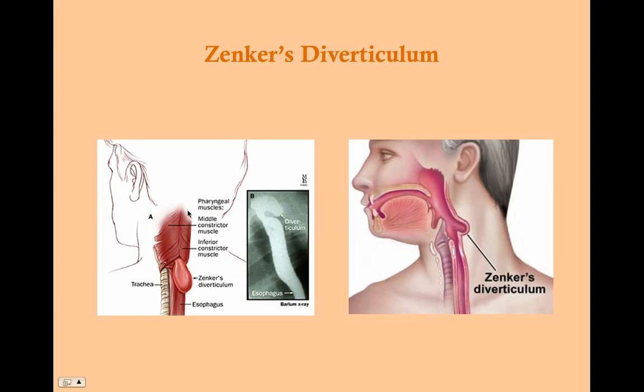So this is just a schematic, but here you've got your posterior pharyngeal muscles. And at the weakest point, which is the most inferior point, is where you're going to get your diverticulum. So this is just esophagus herniating out through the muscle. It's like any other hernia. And then this is a lateral view. And here you can see on barium esophagram what that looks like.